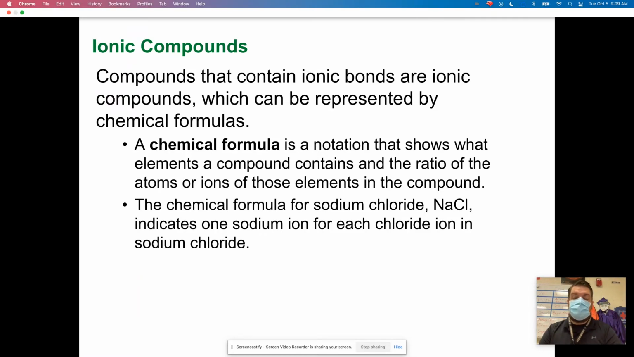So the compounds that contain ionic bonds are ionic compounds, which can be represented by chemical formulas. A chemical formula is a notation that shows what elements a compound contains and the ratio of the atoms or ions of those elements in the compound. So the chemical formula for sodium chloride, which is just plain old table salt, is NaCl, Na being sodium and Cl being chlorine, and it indicates that there's one sodium ion for each chloride ion.